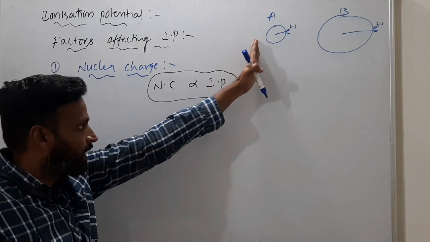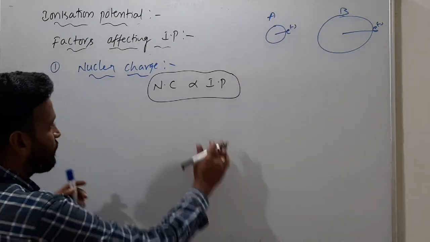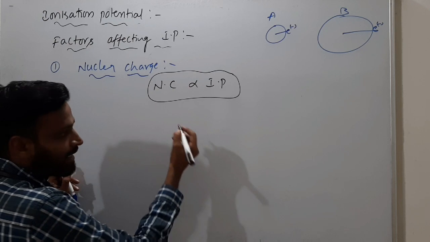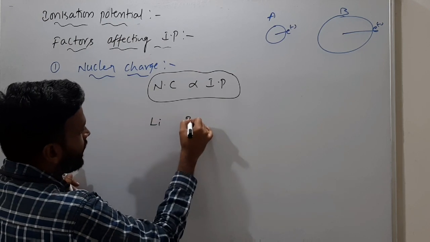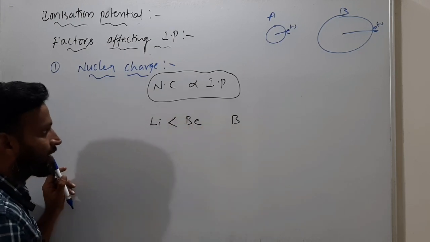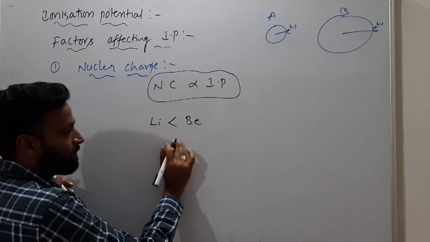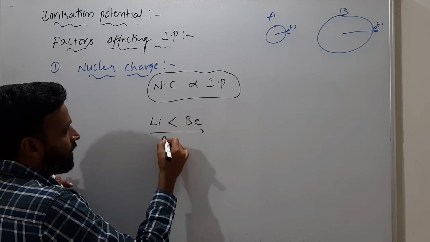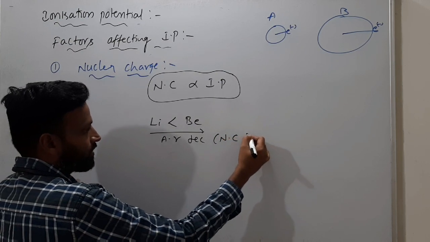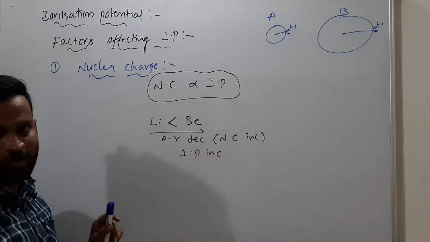Simply you can take a particular period. When the radius is small, nuclear attractions are more. Suppose, as protons increase, nuclear attraction increases. Like this, you can take lithium, beryllium, boron. Of course, some exceptional cases are there, but you can take it like this. Nuclear attractions are more from lithium to beryllium. So here atomic radius decreases and nuclear charge increases, so that IP increases. Like that you can remember.